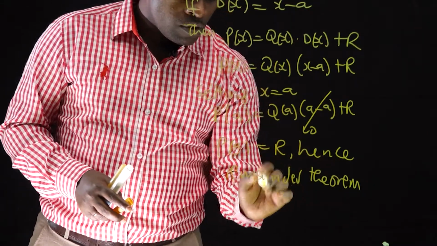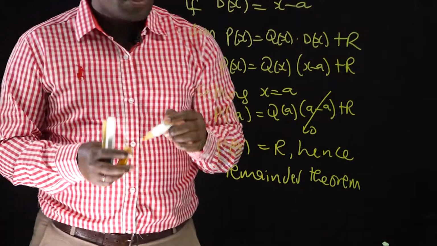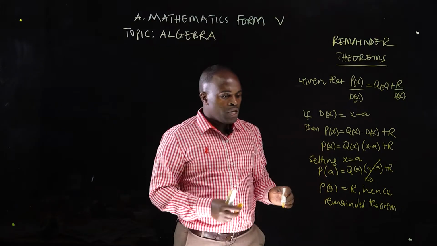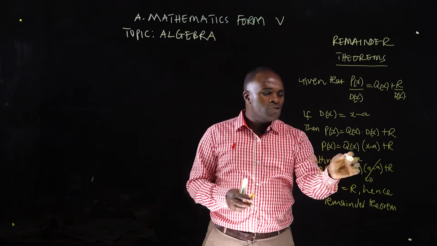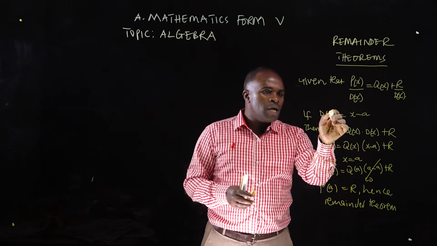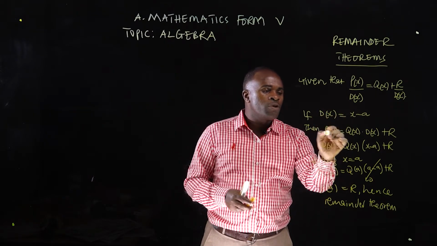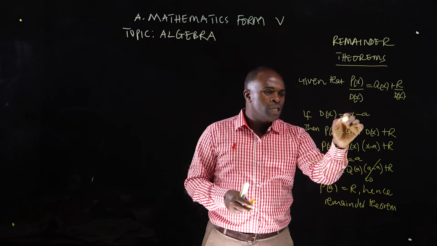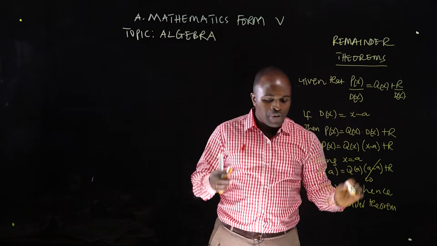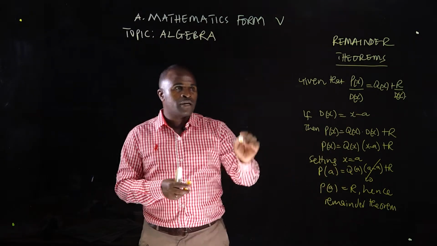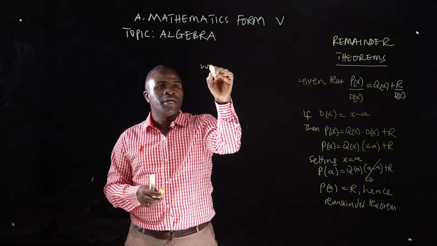Now let's look at how this theorem works. If you check carefully, x equals a is the result upon setting D of x equals 0 and solving for x, which gives a. So we can check the question like this. Let's look at this worked example.